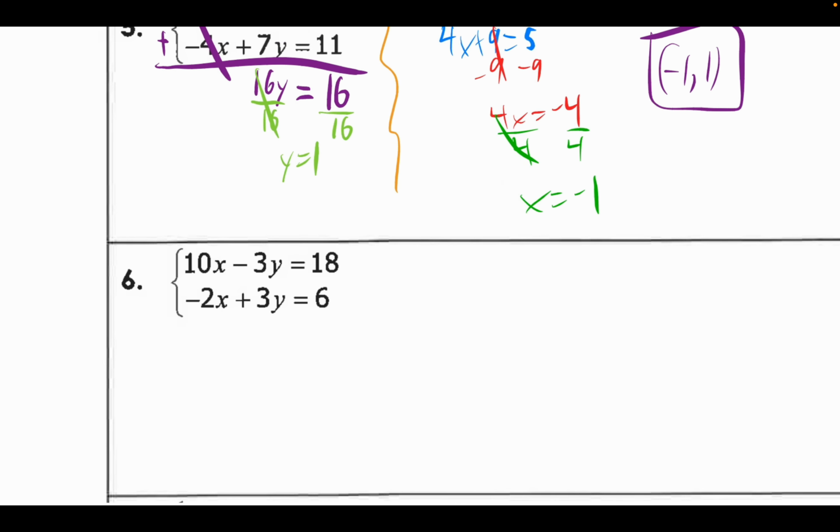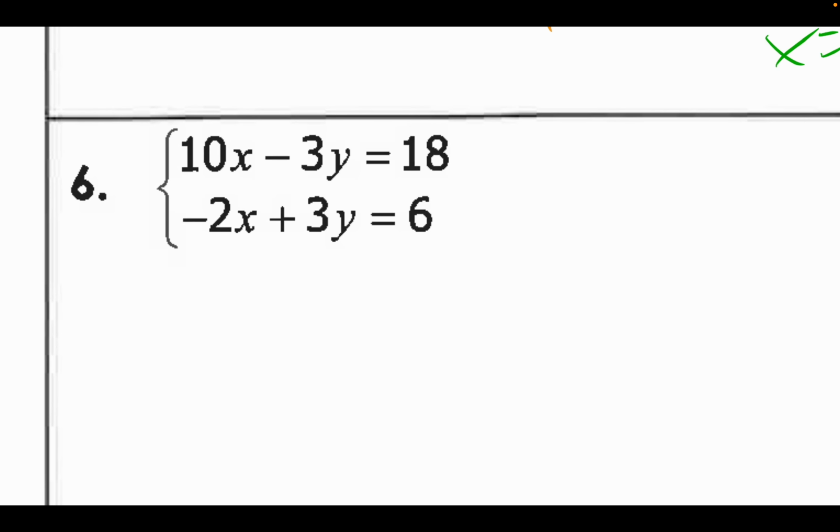Moving on to number 6 here. Number 6, we have our equations lined up. It goes x, y, equal, numbers. It's the order exactly we want them in, and they match. And so now we go ahead and look to add these equations.